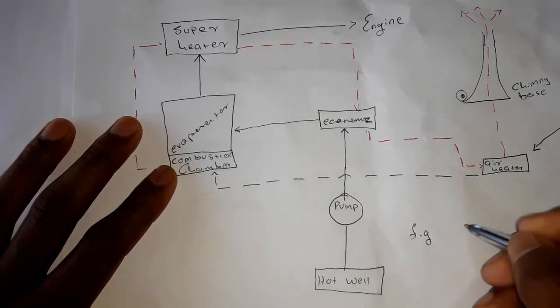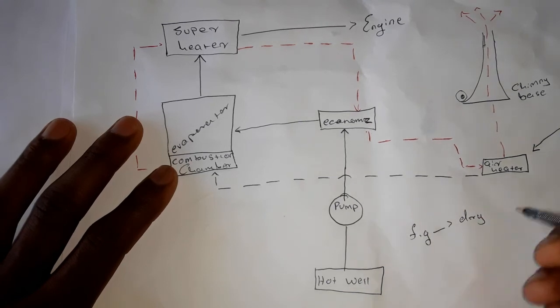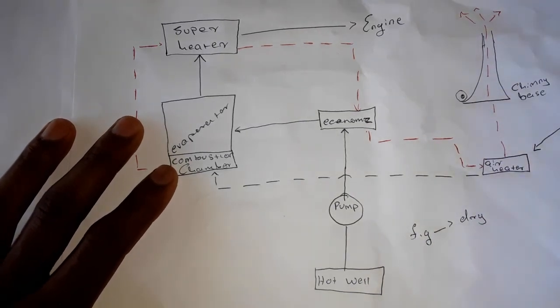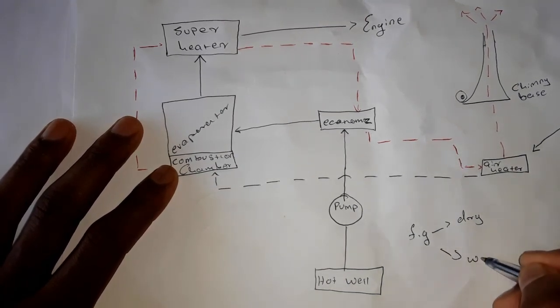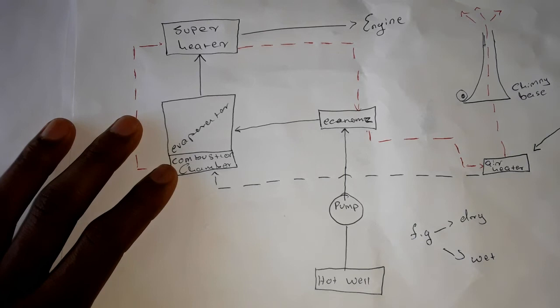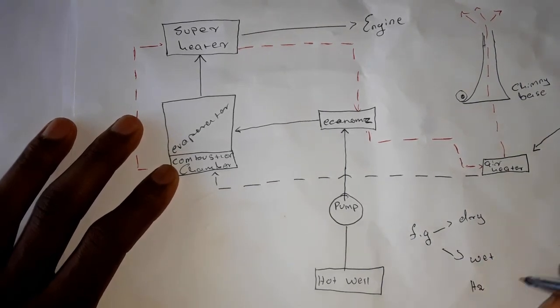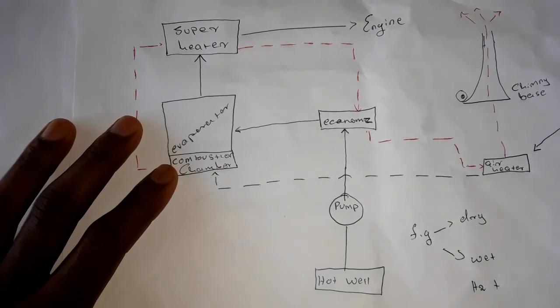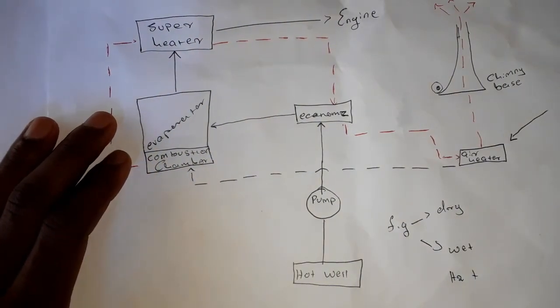So the fuel gases are divided into two. We have what we call dry gases. Dry gases are the smoke that you see being released to the atmosphere from the chimney. And then we have wet gases. Wet gases develop when there is hydrogen in the combustion chamber. And the only way we can have hydrogen in the combustion chamber is if the fuel that we are using has hydrogen as one of its ingredients.